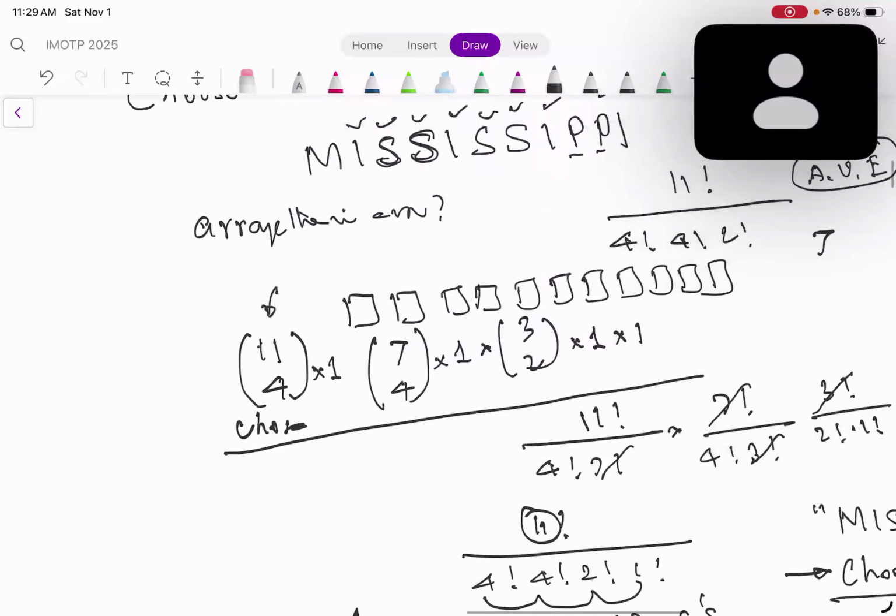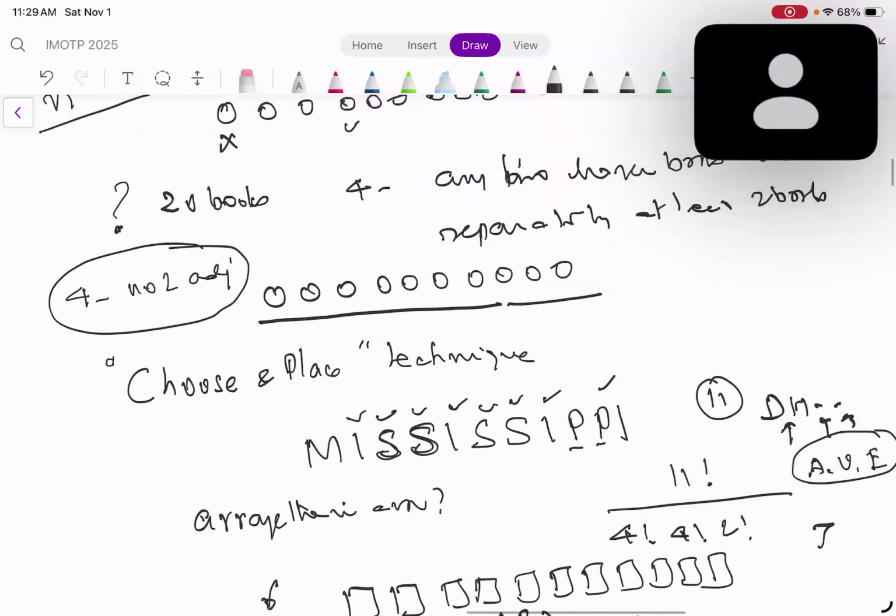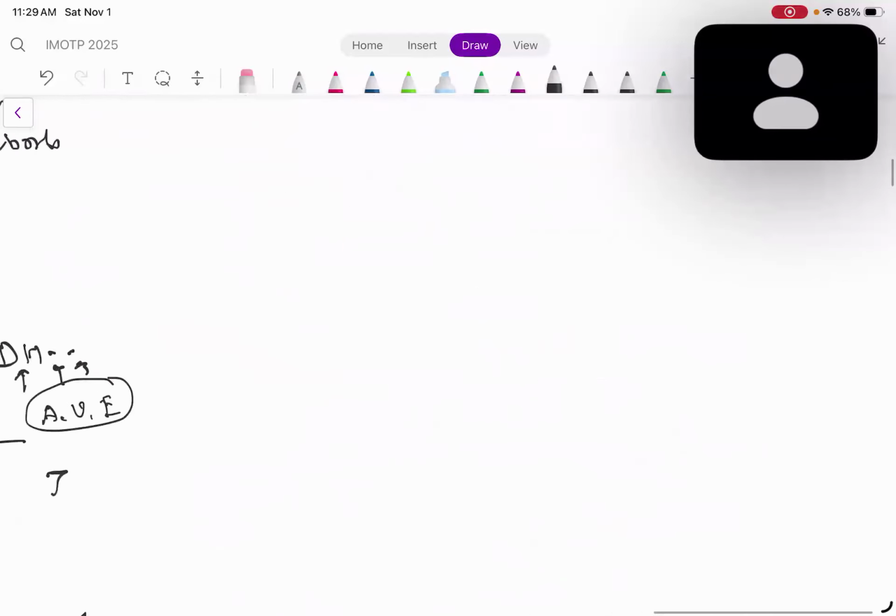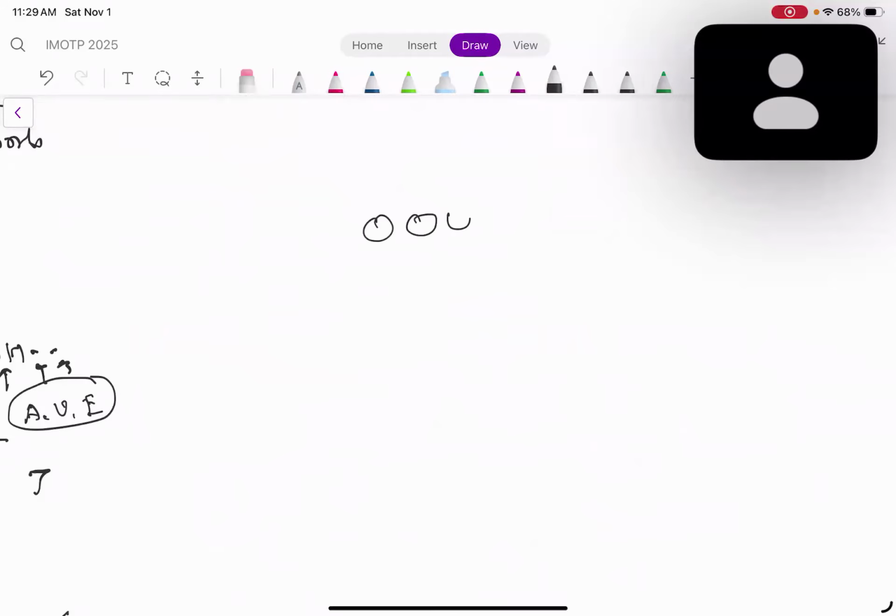Now let us go back to this book problem. I have 10 books in a row. Now I'm going to make a mistake in this computation. Okay, then you have to be careful. Tell me where I made the mistake.